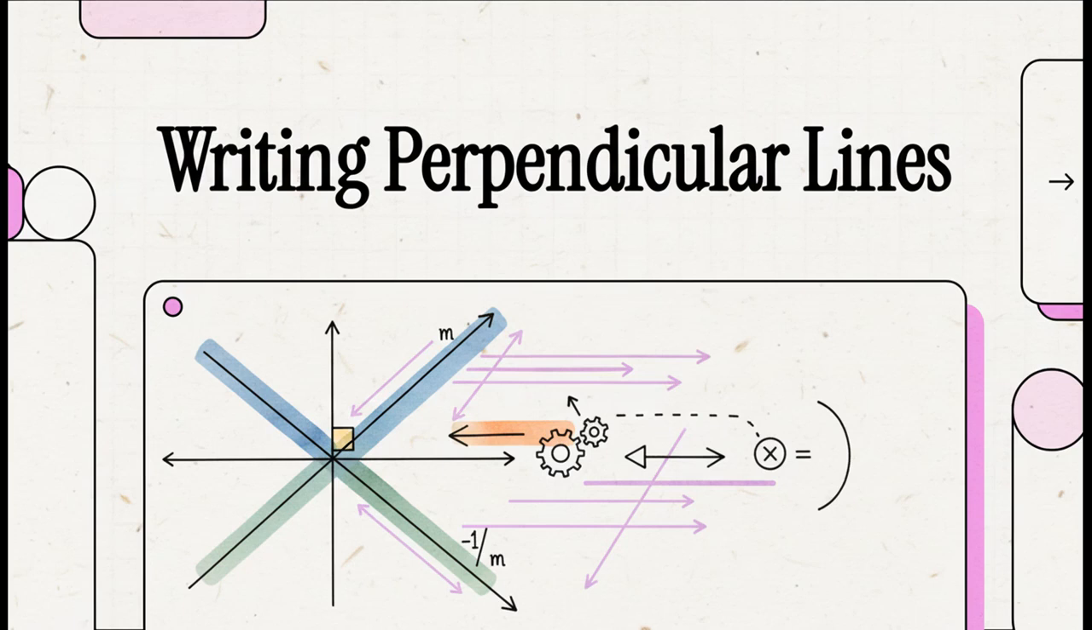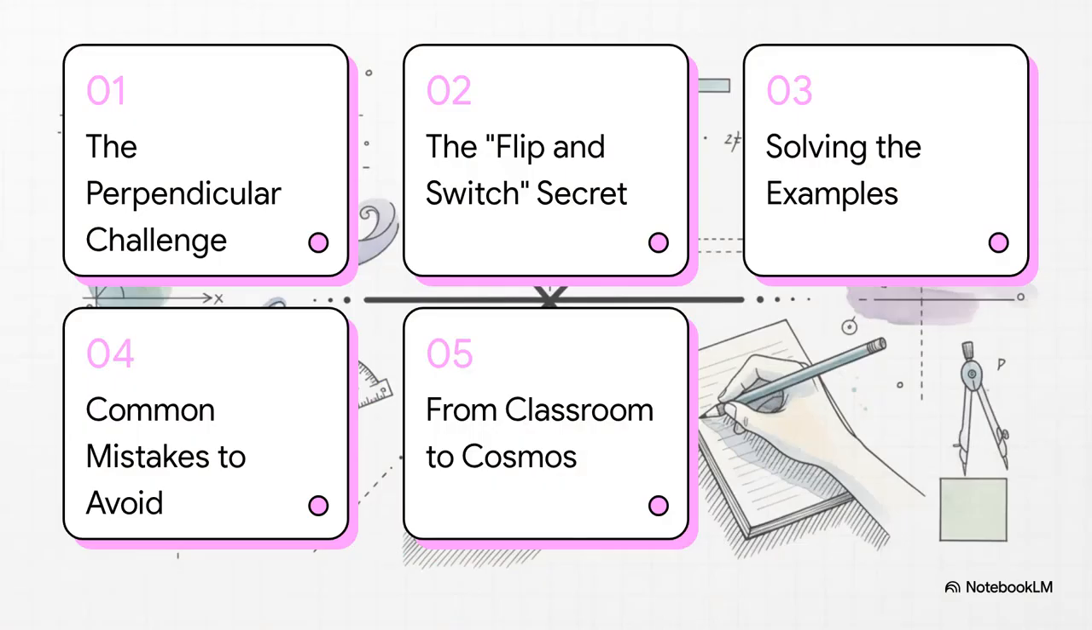All right, so today we're going to tackle a really cool skill, writing equations for perpendicular lines. This is kind of where everything we've been working on, finding slopes, using point-slope form, it all clicks together to solve one awesome new kind of puzzle. Let's dive in. So here's our game plan.